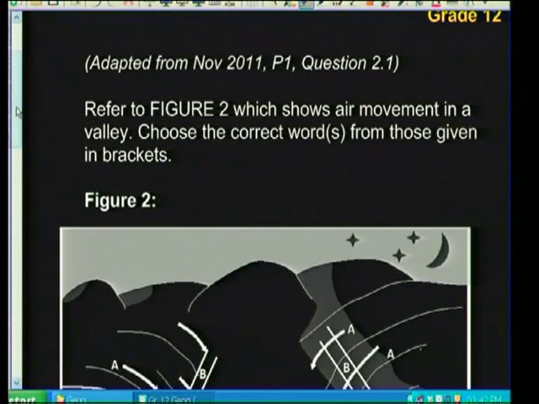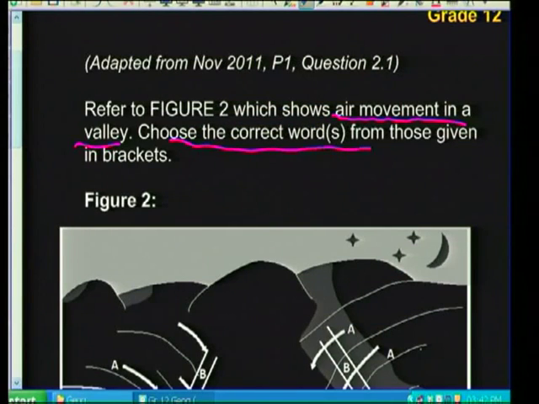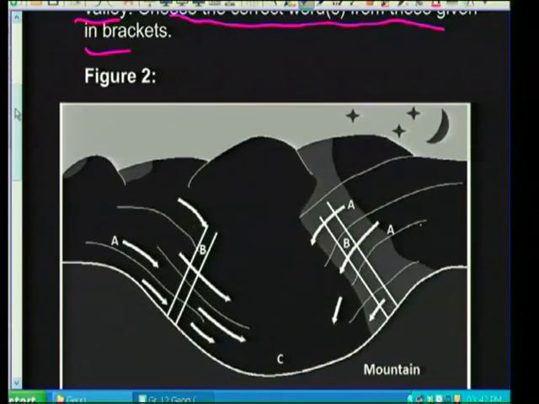Again, there's information given. Refer to figure 2, which shows air movement in a valley. Already, the examiner is making you think katabatic, anabatic flow immediately. All right, choose the correct words from those given in brackets. Obviously, it's going to give you options, and you have to choose, a typical type of geography exam question. Same as that, we look at the diagram first. Quite a few hints here.